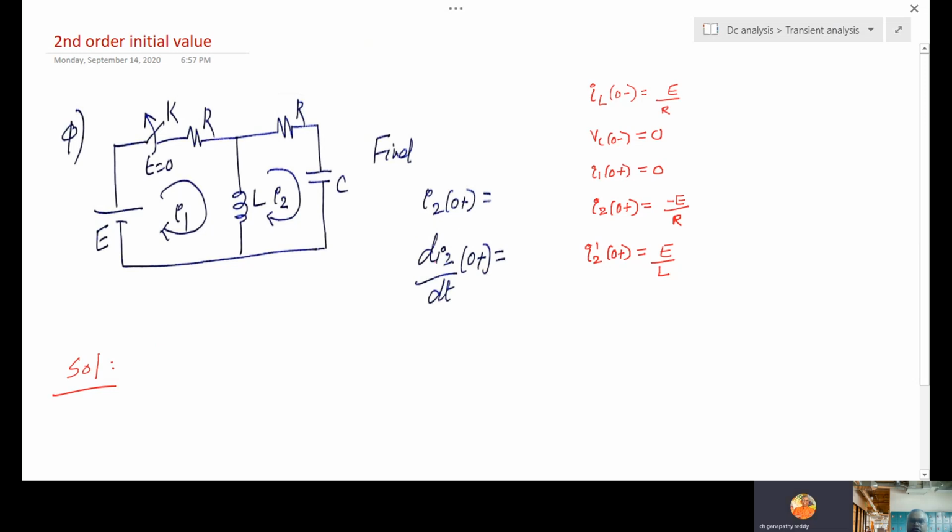Find i2(0+) and di2/dt at 0+. Here loop currents are given: this loop current i1, this loop current i2. As usual, draw the equivalent circuit at t equal to 0 minus. At 0 minus the switch is open. Sorry, at 0 minus the switch is closed. Here the switch is opened at t equal to 0, so at 0 minus it is already closed.